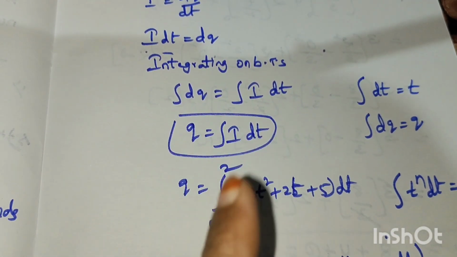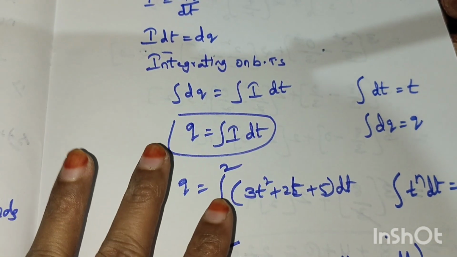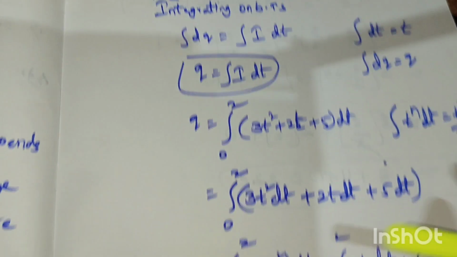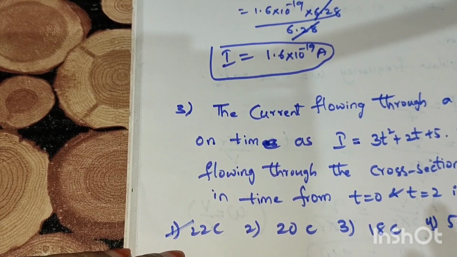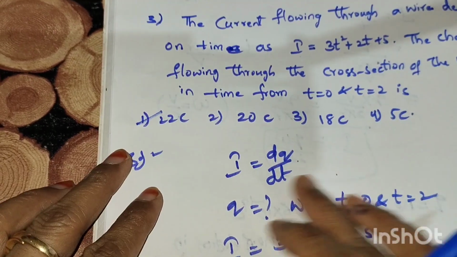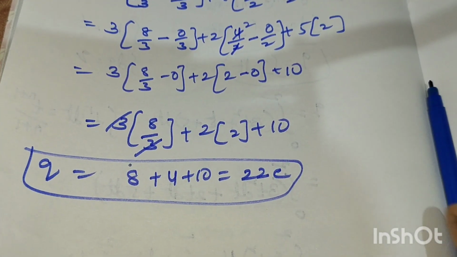When they say to find the charge when the current is given in terms of time t, you can take the formula Q equals integral I dt. If charge Q is given in terms of time t and they say to calculate the current I, you should take the formula I equals dq by dt directly. So these are some problems based on current.